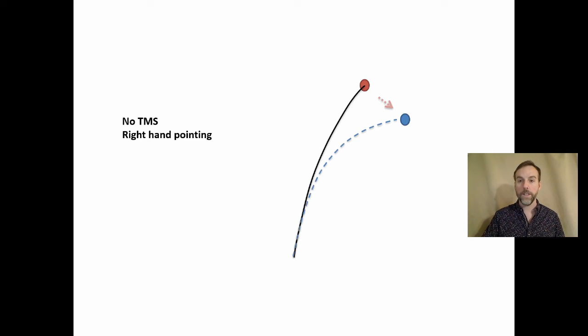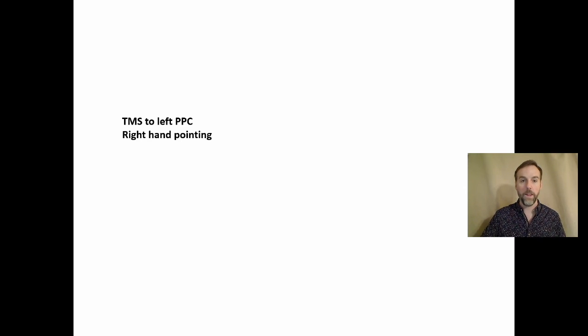So these are no TMS trials. Control, the right hand points. The target appears in the middle, you point right to it, it jumps to the right, we see a fast automatic correction, it jumps to the left, we see a fast automatic correction, and the latency of these corrections would be about 125 milliseconds, indicative of our fast automatic system. Now these are the trials where we're going to TMS your left posterior parietal cortex, you're reaching with your right hand.